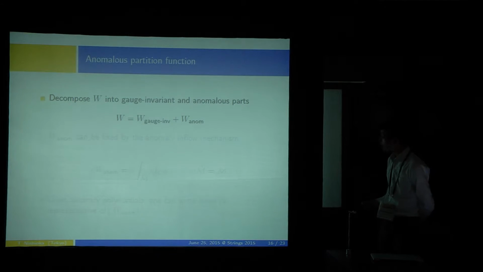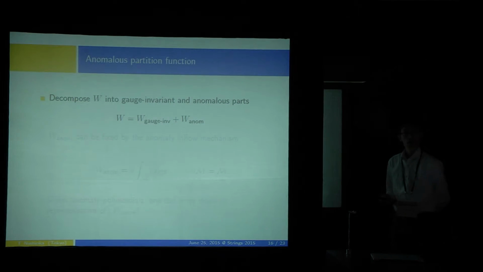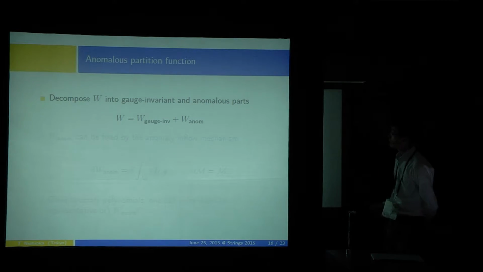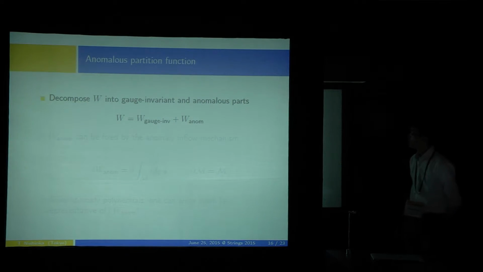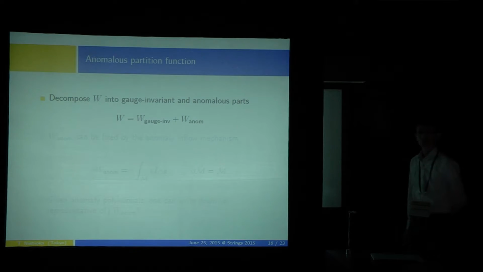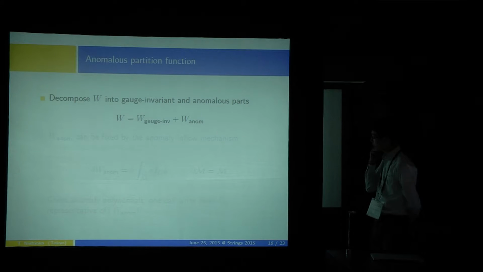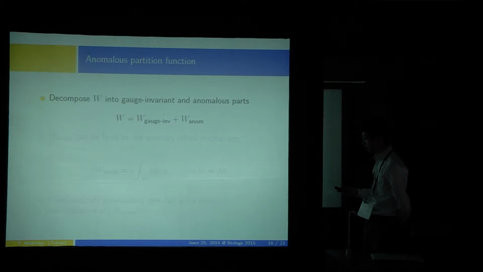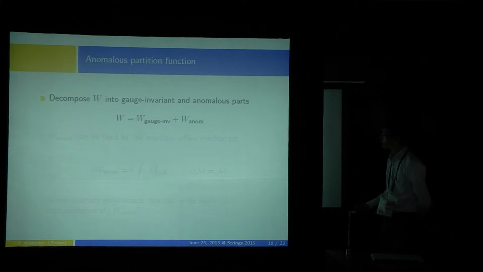Since I'm interested in anomalies, I need to decompose the contribution which comes from anomalies. First, I decompose W into a gauge invariant part and anomalous parts. But there is an ambiguity in defining the anomalous parts, because you can always add a gauge invariant part into the anomalous parts. So I have to choose a representative of the anomalous parts. But anyway, I eventually only consider the variation of the anomalous parts, so it doesn't matter which representative I choose.